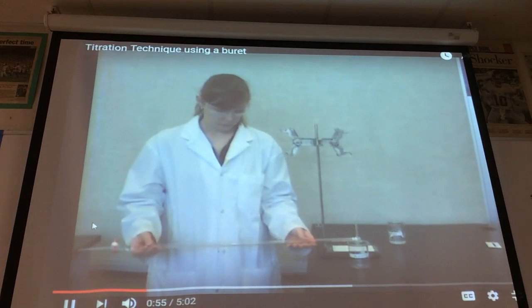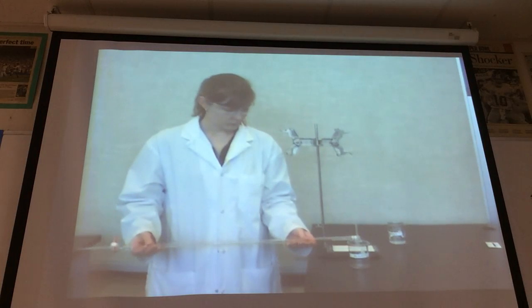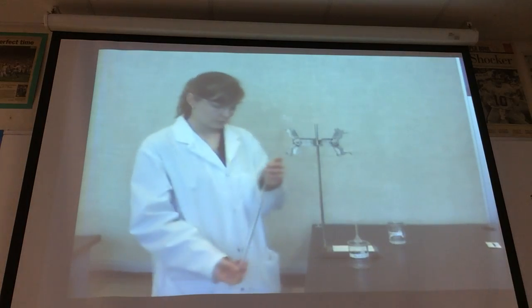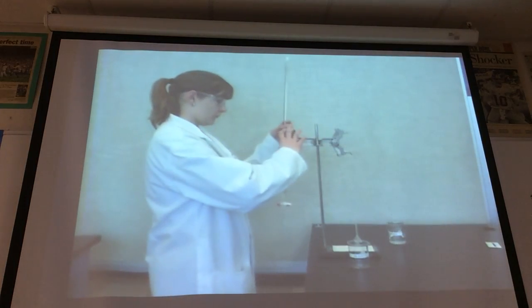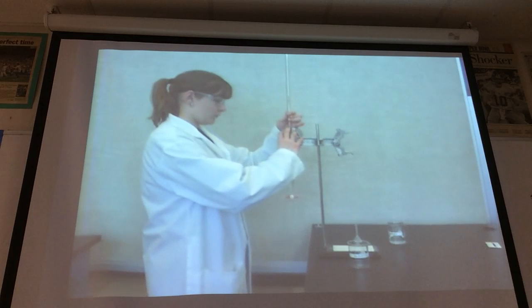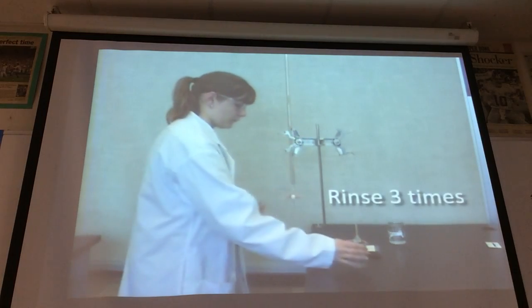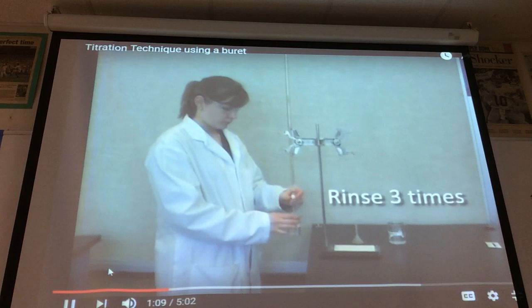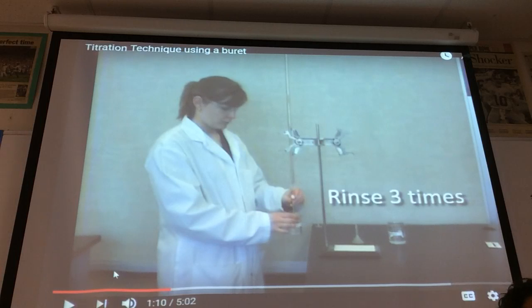Wet all areas of the burette with your titrant by rotating horizontally and drain out through the stopcock. Drain all rinses completely. Repeat this 3 times to ensure all contaminants are out. Typically, when you prepare the burette, you rinse it twice with distilled water and then 2 times with titrant. So if you're putting 1 molar sodium hydroxide into the burette, you'd rinse it twice with distilled water and twice with the 1 molar sodium hydroxide.